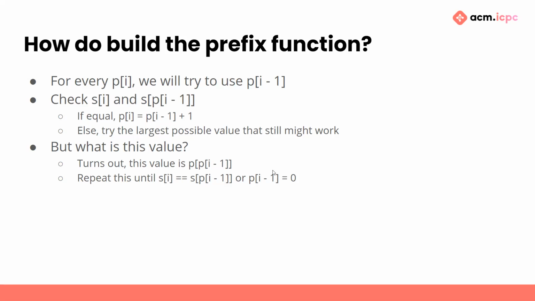And basically, we'll just repeat this step. So we'll keep setting our value to p of pi minus 1 recursively until either p of i minus 1 equals 0 or the next characters match.